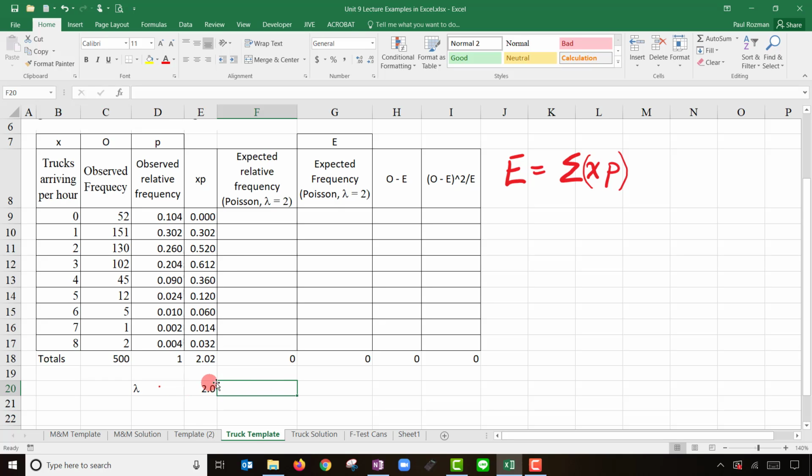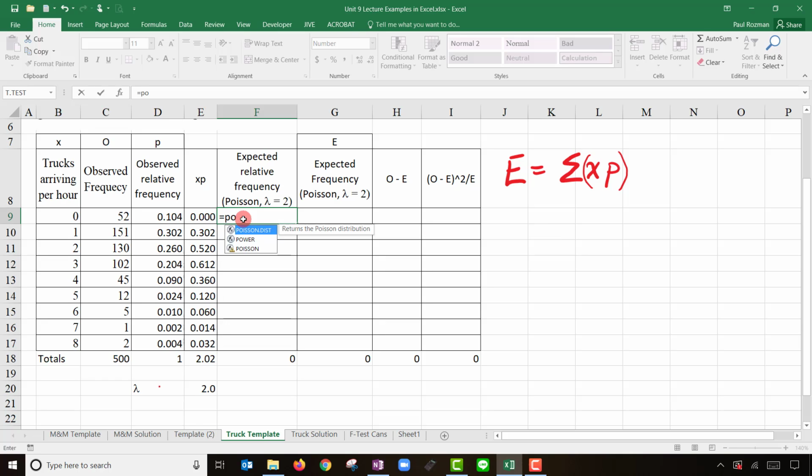So now we have our lambda. You're like, where is he going with all this? Well, I need lambda in order to then do my Poisson probabilities. What's the probability of having 0 trucks arrive if on average 2 trucks arrive? What's the probability that 2 trucks arrive if on average 2 trucks arrive? What's the probability that 8 trucks arrive if on average 2 trucks arrive? That's a good old Poisson question.